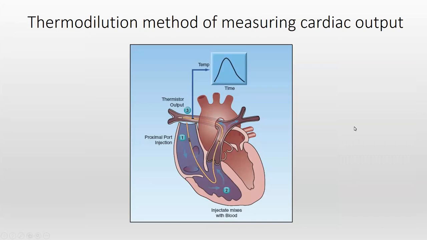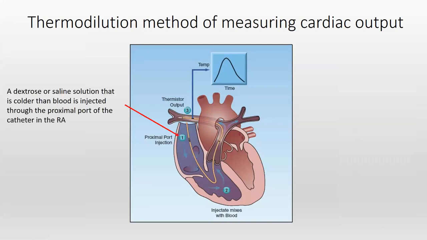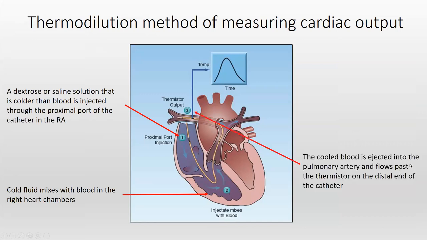Okay, so how do we do cardiac output measurements from a PA catheter? This is called the thermodilution method. We basically inject a dextrose saline solution that is colder than blood through the proximal port of the PA catheter. The cold fluid then mixes with the blood in the right heart chamber. The cool blood is ejected into the pulmonary artery. It goes from here to here and flows past the thermistor at the distal end of the catheter.